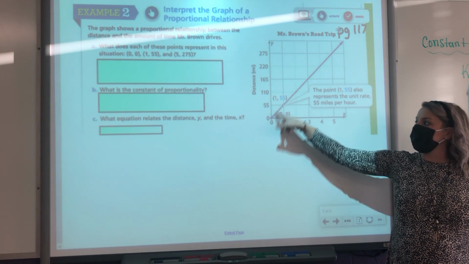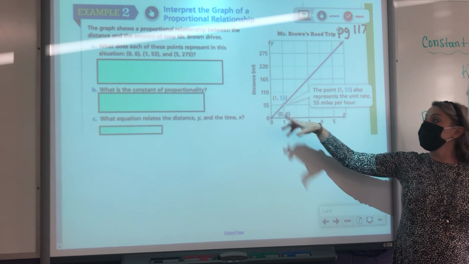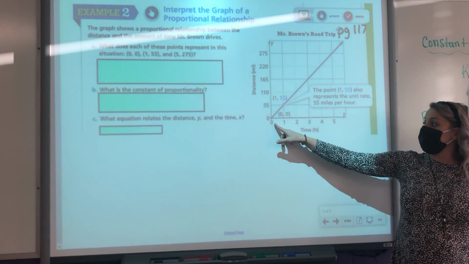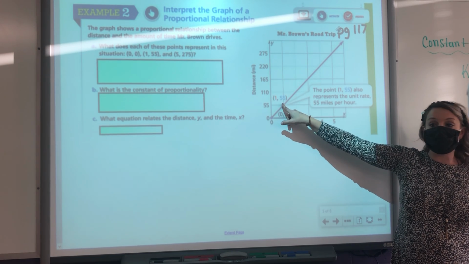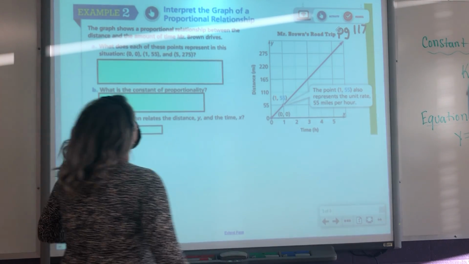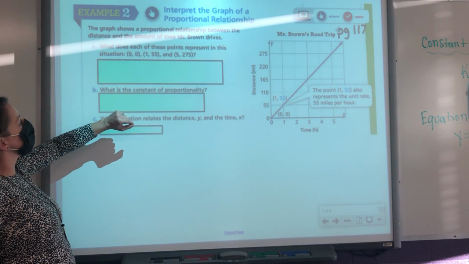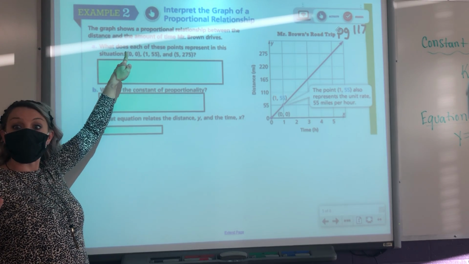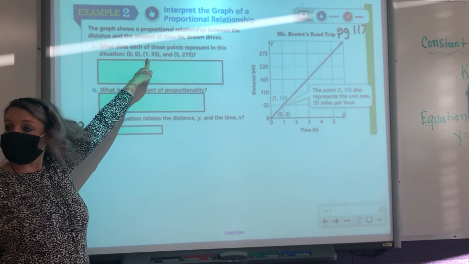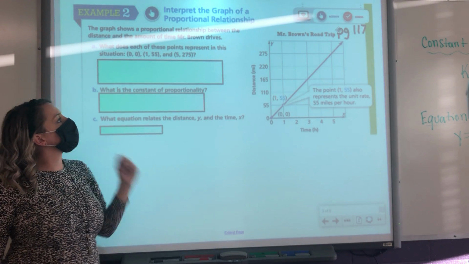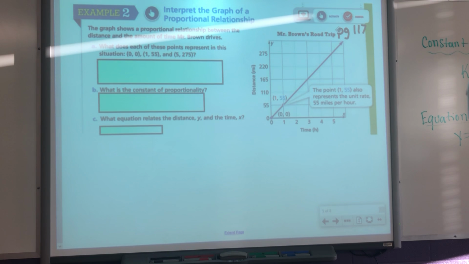So it goes to the origin. It's a straight line, so we know it's proportional. We also know that the constant of proportionality is 55. So that means in 1 hour, he goes 55 miles. So then, we know 0, 0, 0 hours for 0 miles, correct? We know 1, 55, which is 1 hour for 55 miles. What about 5, 275? What does that point represent on our graph?